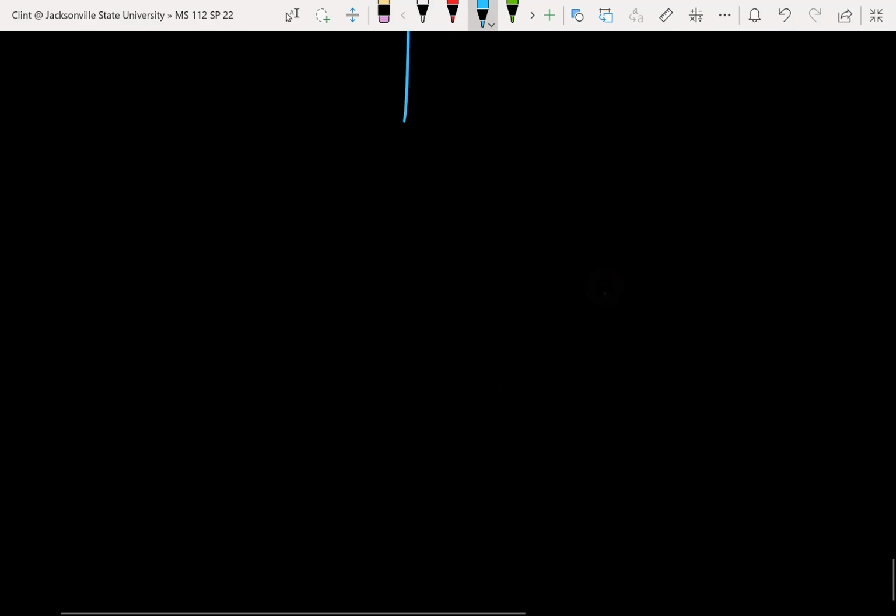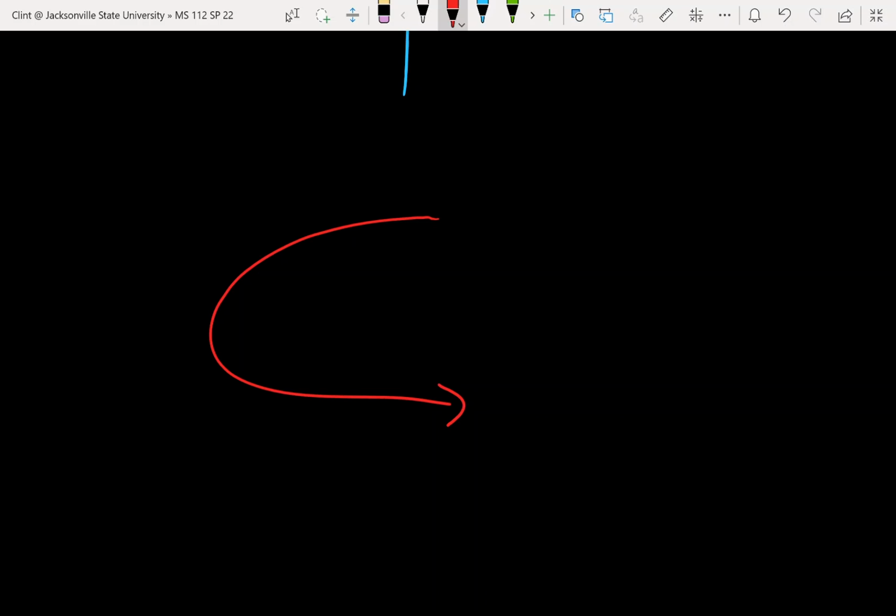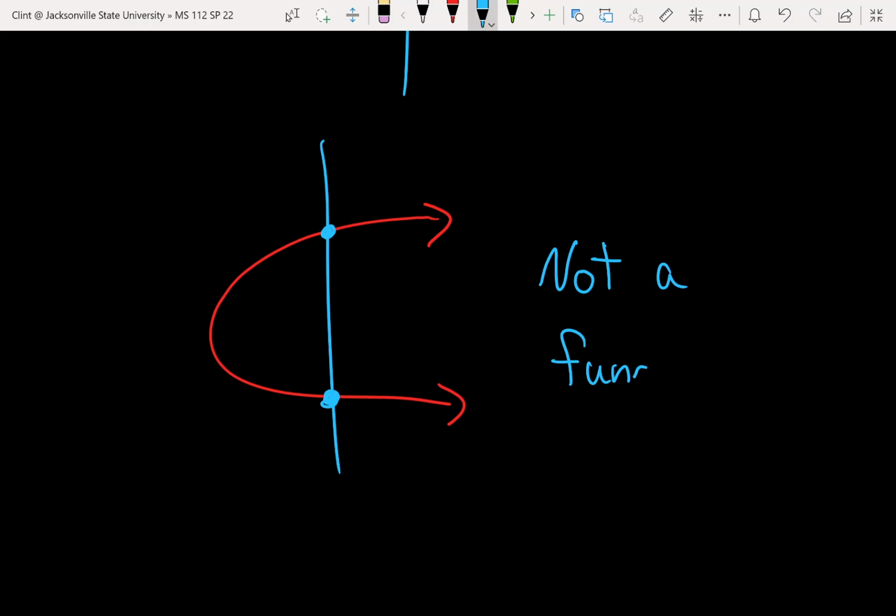If we have something like this, like a parabola, but it's sideways, how about that one? That one's not a function. If we draw in a vertical line right there, it touches it more than once. That one's not a function.